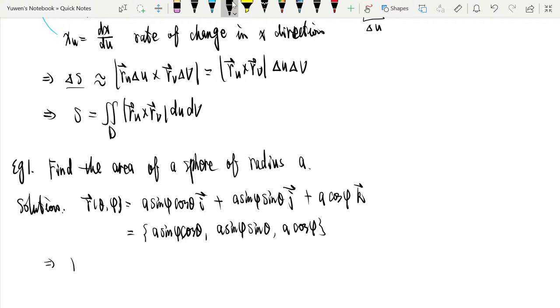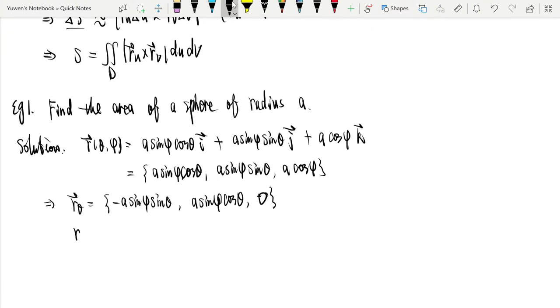So the derivative with respect to theta, r_theta, is (negative a sine phi sine theta, a sine phi cosine theta, 0), and r_phi is (a cosine phi cosine theta, a cosine phi sine theta, negative a sine phi).